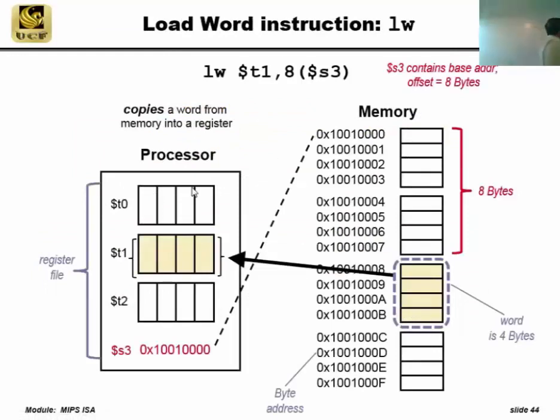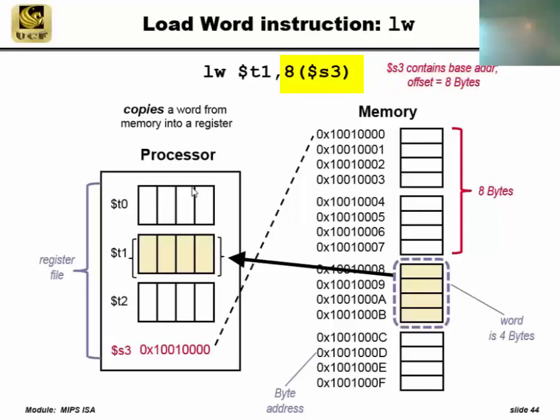So here's LW T1, 8(S3). What this means is look inside register S3. This is a processor. These are registers, so we're inside what unit here? The register file, right? Inside the register file there are 32 registers. Each register has a name: T0, S0. I just made this up, but there's S3. S3 has this number, in hex. That's an address. Why? Because we're going to take S3 and add 8 to it. What does that look like?